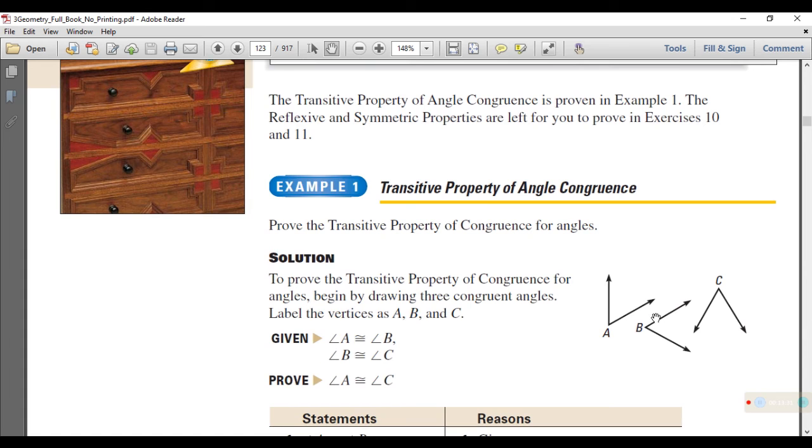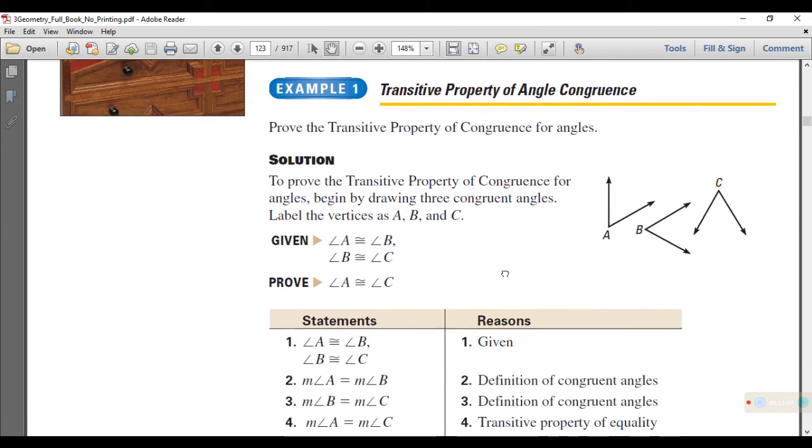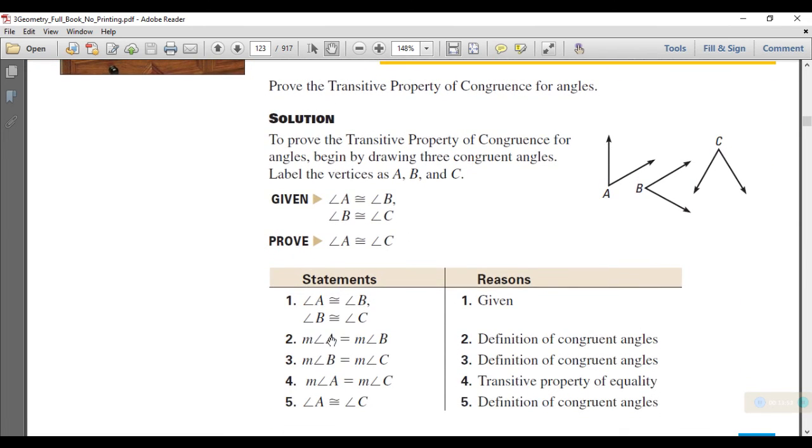So, we have 3 angles. Ang given, si angle A is congruent to angle B, si angle B ay congruent kay angle C. We have to prove that angle A is congruent talaga with angle C. Again, may common sila na B. Angle A is equal to angle C. Parehas lang to halos. Kukuha ka pa rin ng measurement of angle A, measurement of angle B, definition of congruent angles naman. So, for the given, we have angle A is congruent to angle B is congruent to angle C.